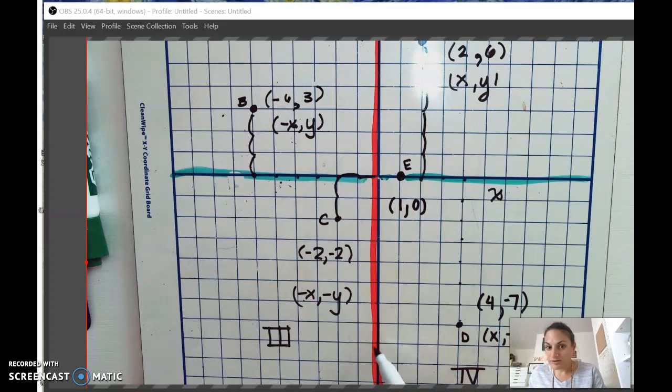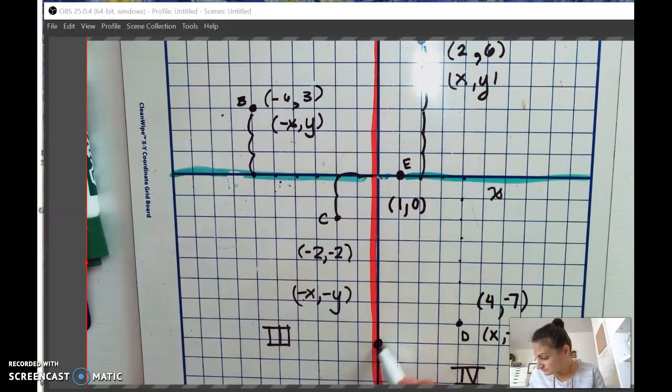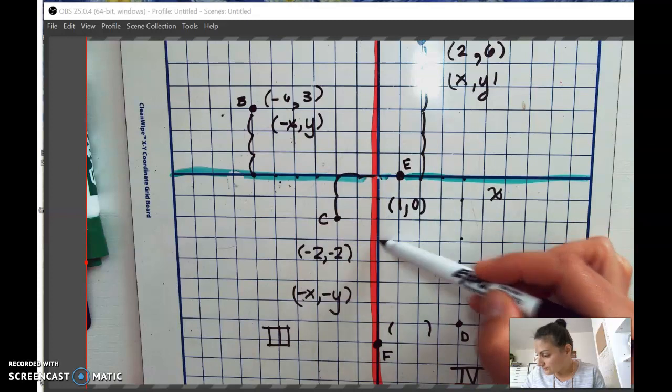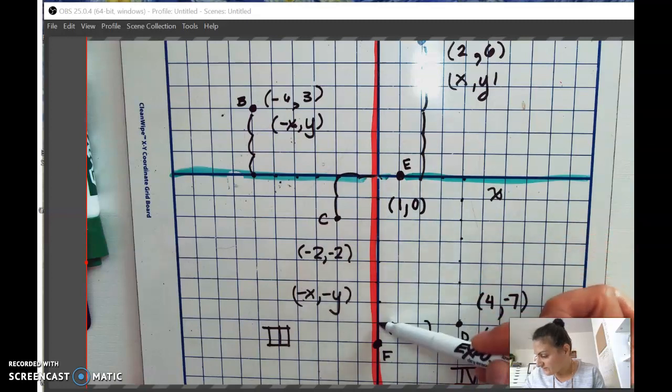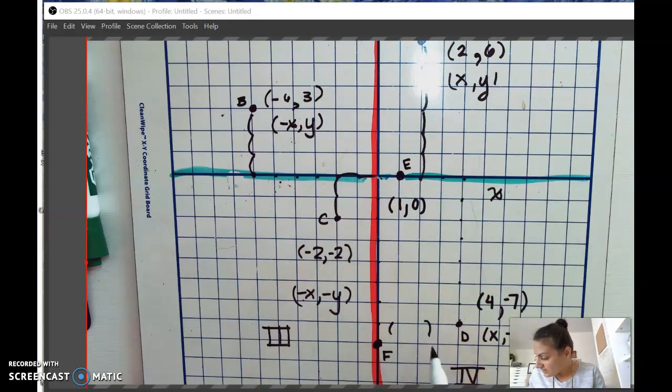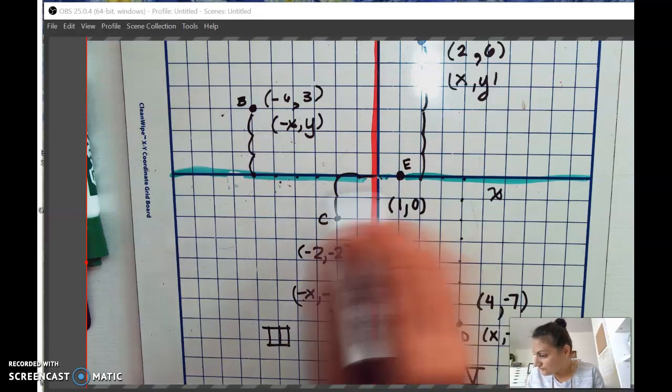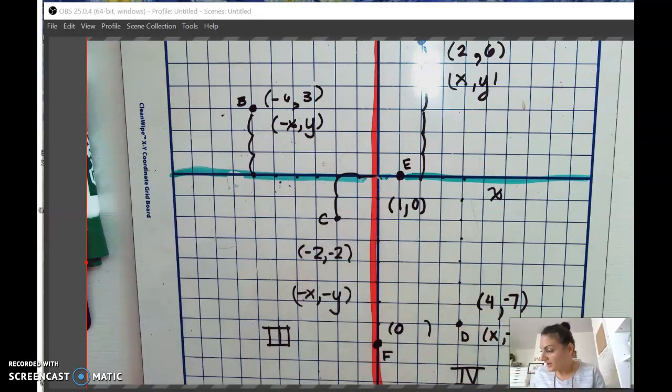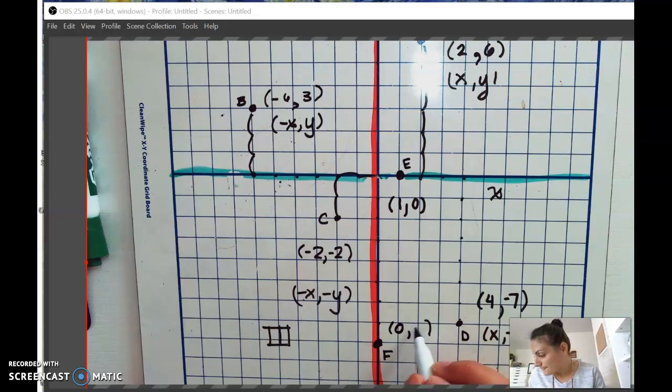And if I put another point down here, I'm going to label this point F. And if you notice, I go 1, 2, 3, 4, 5, 6, 7, 8 down, but I didn't go left or right, so my x coordinate is 0, and this is negative 8 because I went down.